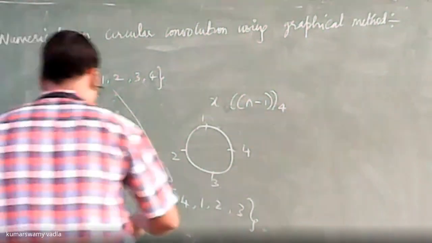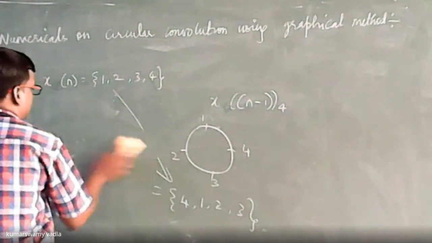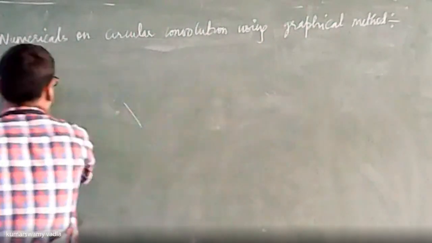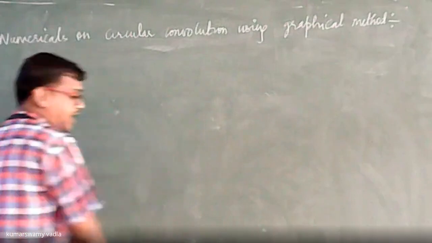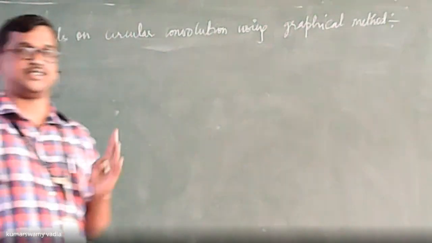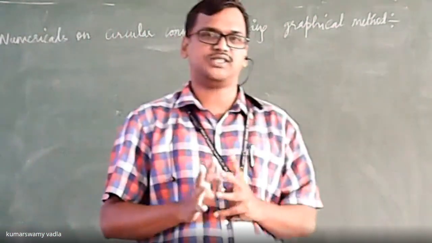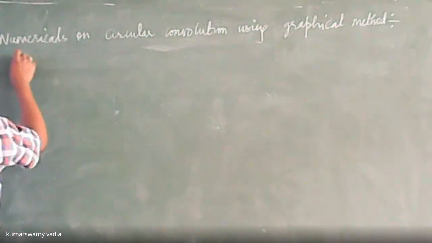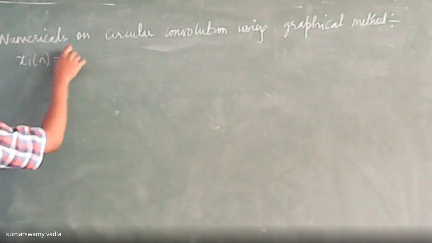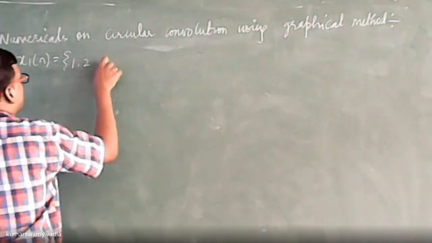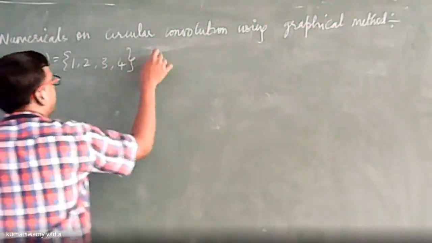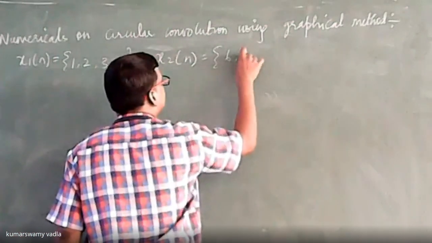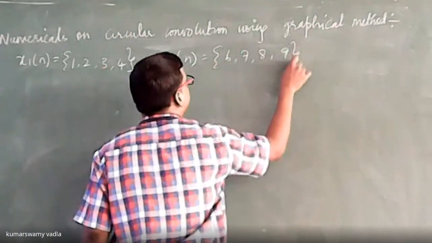Now, let us go for the previous question which we solved. The same numerical answers you should get, but the procedure is different. How? See here, x1 of n is equal to 1, 2, 3, 4. x2 of n is equal to 6, 7, 8, 9.